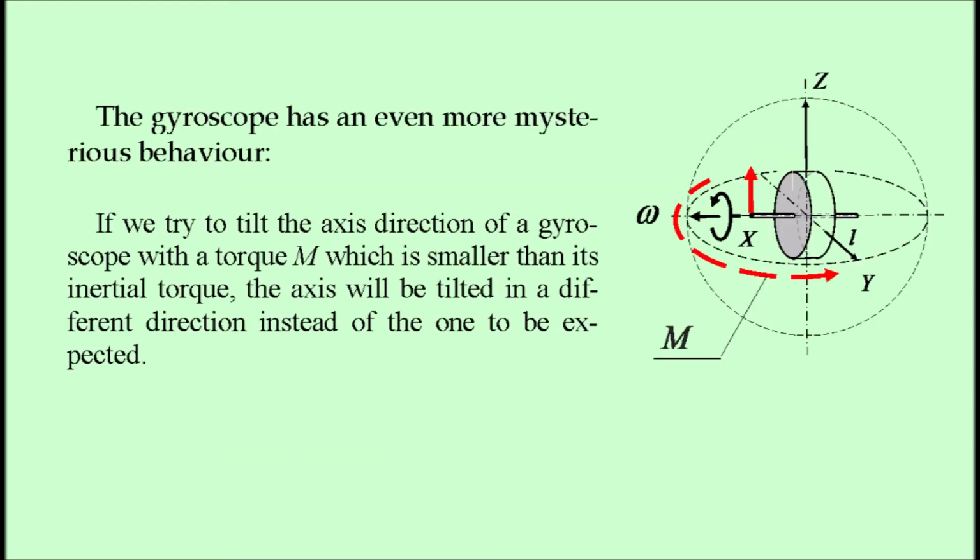The gyroscope has an even more mysterious behavior. If we try to tilt the axis direction of a gyroscope with a torque M which is smaller than its inertial torque, the axis will be tilted in a different direction instead of the one to be expected.